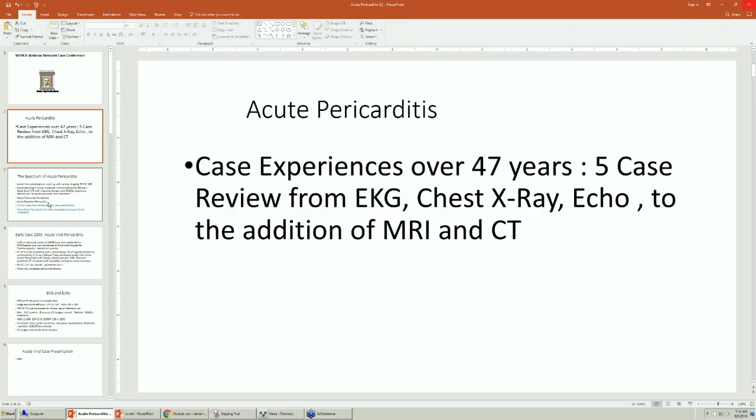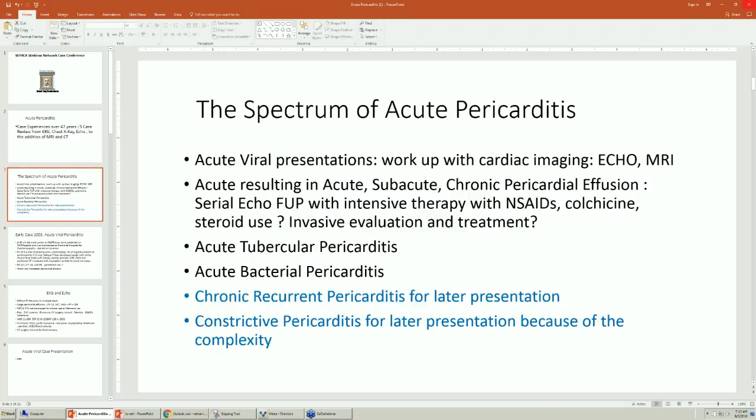So let's talk about one of our first cases, and we'll talk about the spectrum. We're only going to be talking about acute and probably subacute because of the complexity of constrictive pericarditis and chronic recurrent pericarditis. At a later time, we will discuss chronic recurrent and constrictive. This time, we're going to keep ourselves on the acute viral and acute, subacute, and tubercular and bacterial.